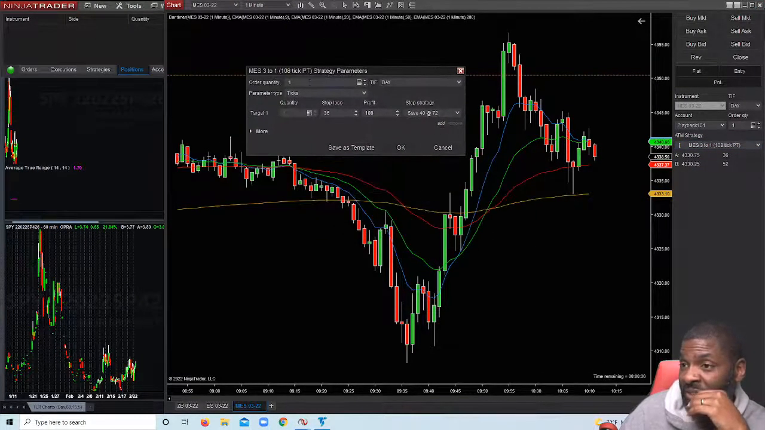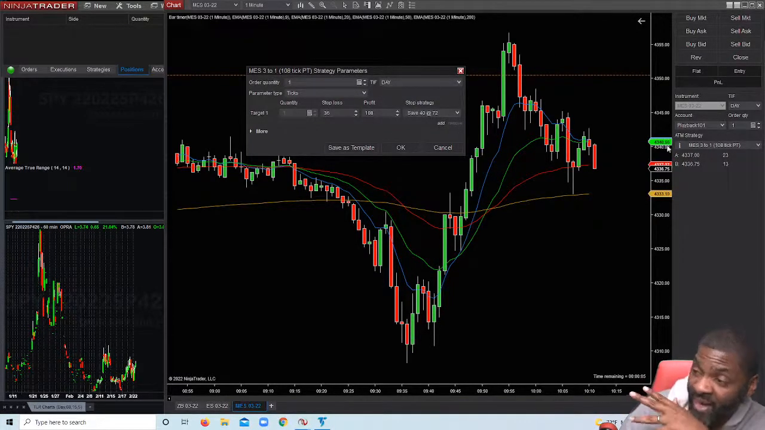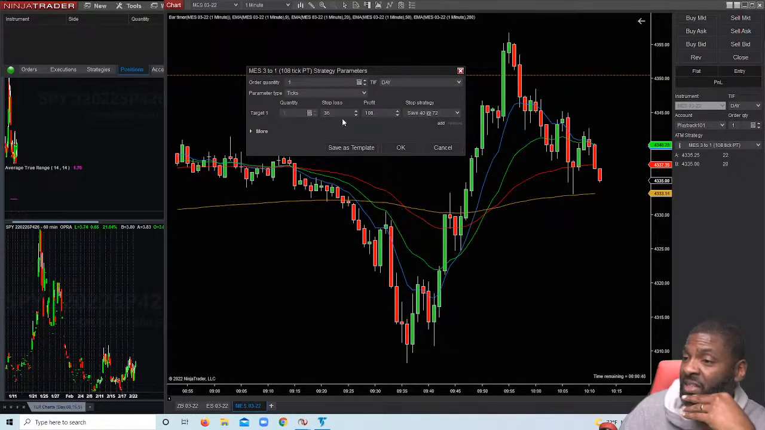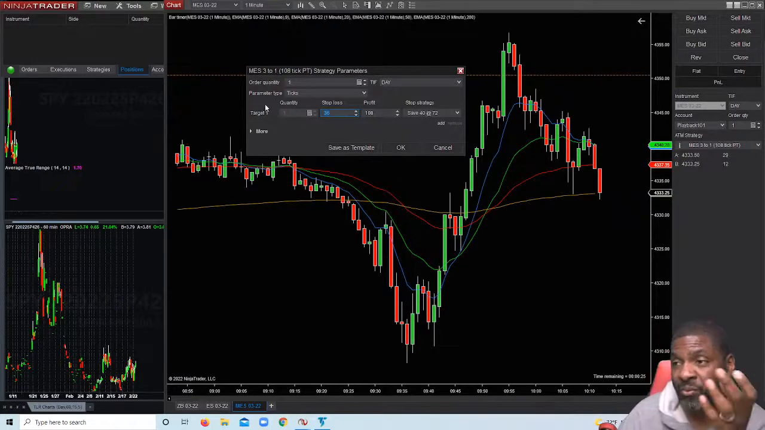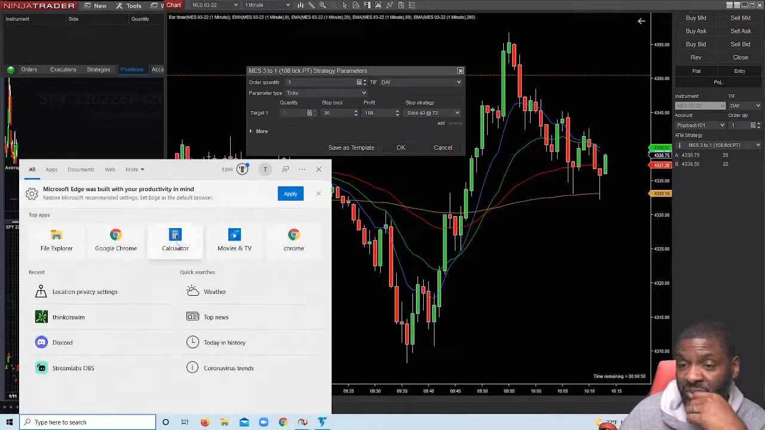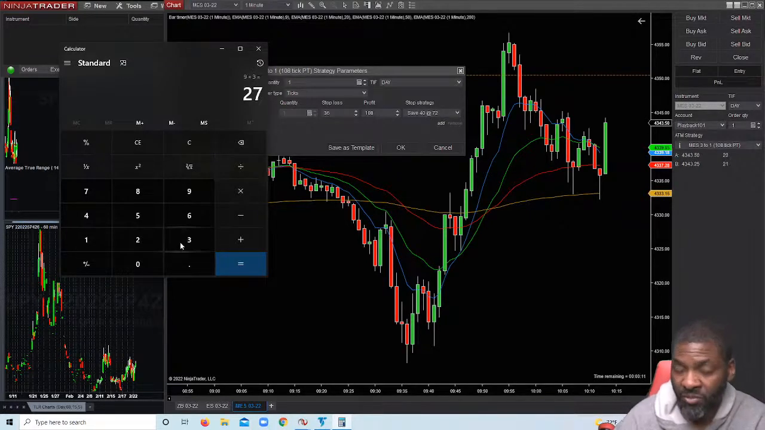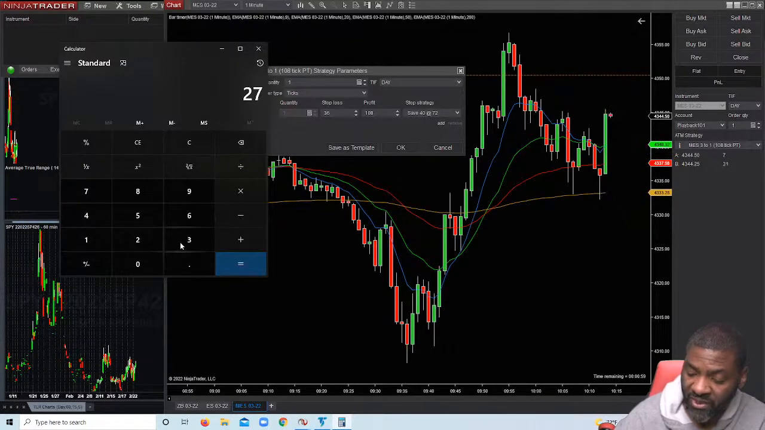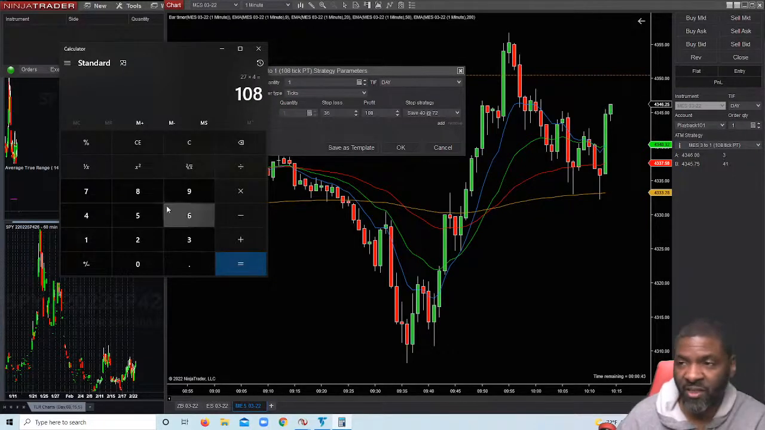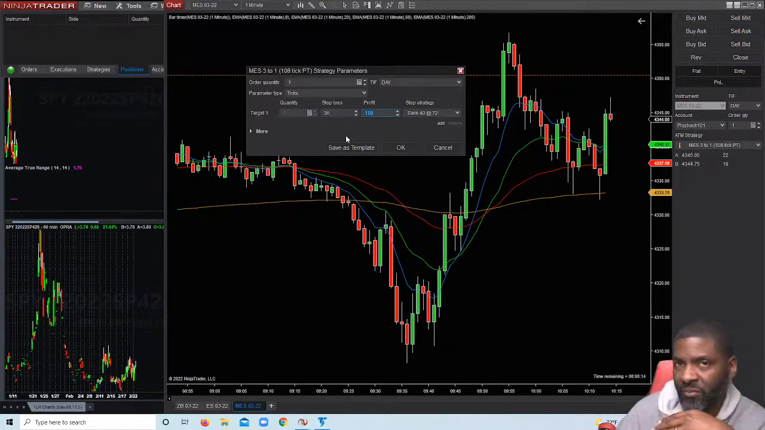So when I set this ATM strategy up and I hit buy or sell, right-click and leave it, it's going to put me into an order with a 36 tick stop loss, which is 9 points, with a 108 tick profit target, which is 27 points. It's 3-1, right? 9 times 3 is 27 points. 27 times 4 is 108 ticks. So it's a 3-1 ATM that I got set up, automatic.